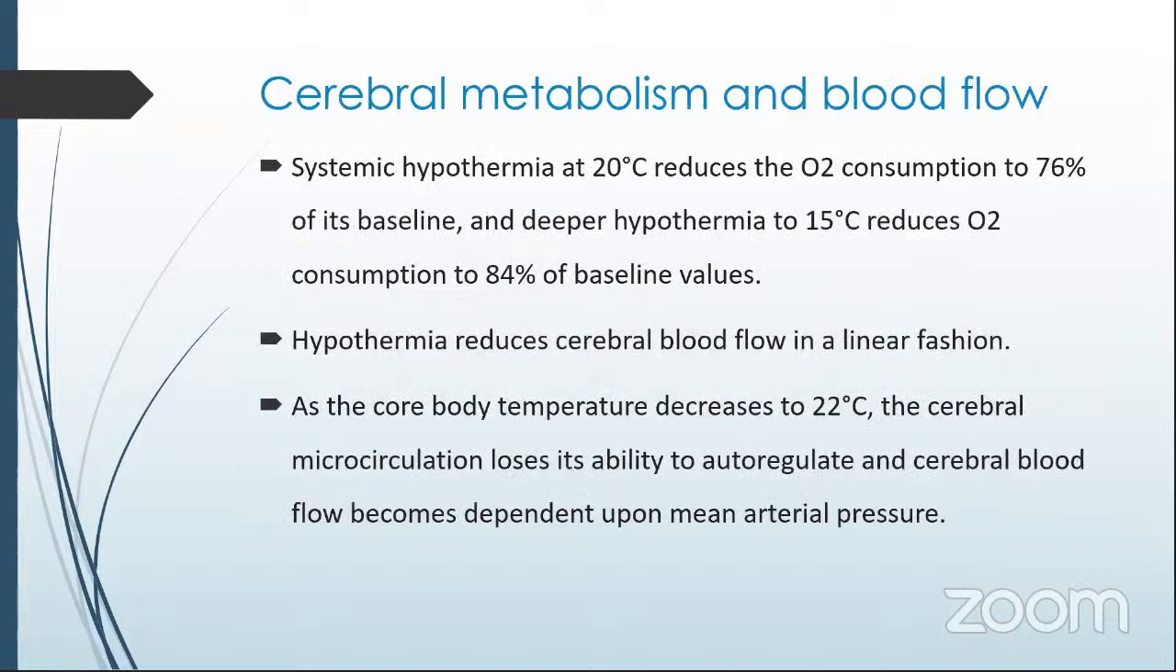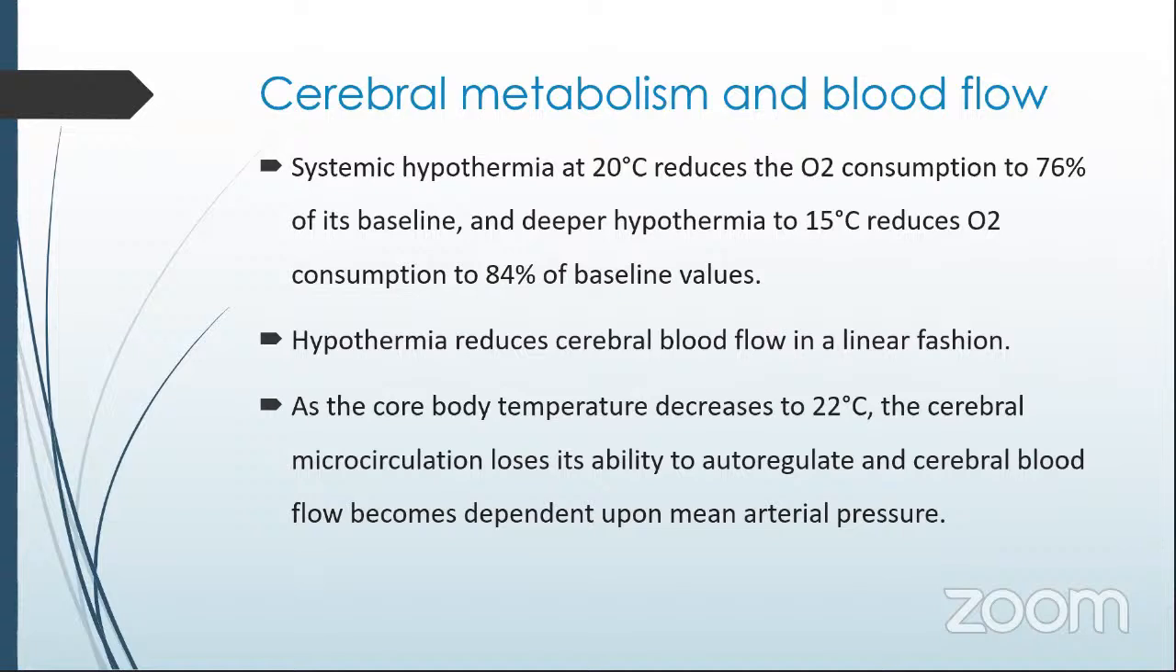So to prevent that, we use systemic hypothermia to reduce the oxygen consumption and the metabolism of the brain. By reducing the core temperature of the body to 20 centigrade, this will reduce the oxygen consumption by almost 76% of its baseline. And when we decrease it more to 15, it will reduce the oxygen consumption by almost 84%, which means that the oxygen consumption will be about 15% only of the baseline.